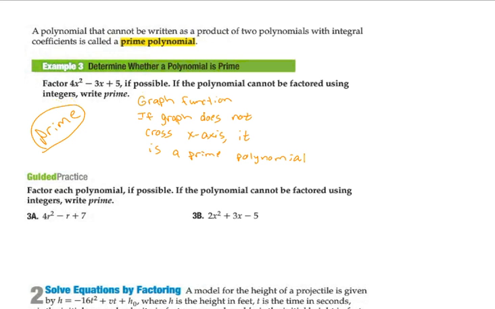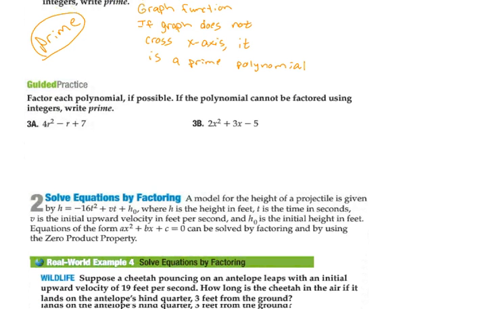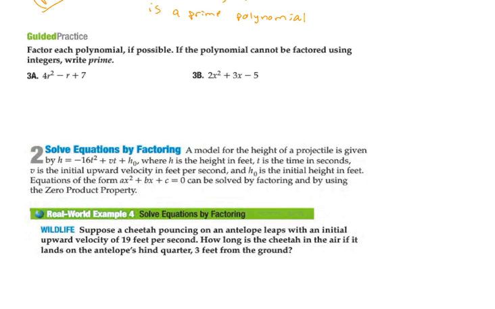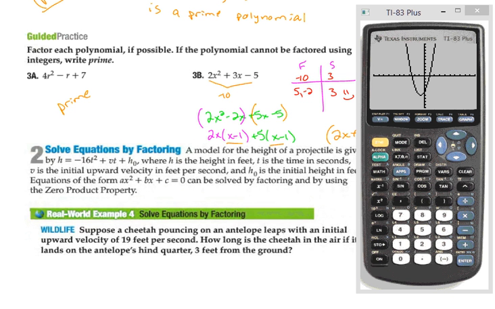Okay, if it does cross somewhere along the lines, we know that it can be factored, so we're going to have to go through all of our steps and factor it. Okay, so keep that in mind for guided practice 3. Graphing 3a, right away you realize it did not cross the x-axis, so we could see that that was prime. However, graphing 3b, we see that it does cross, which means that this guy is factorable.